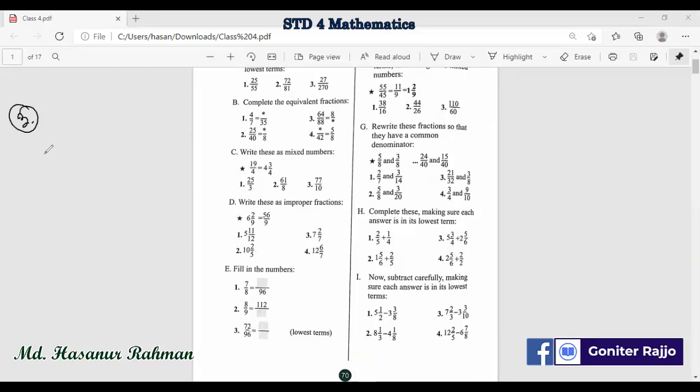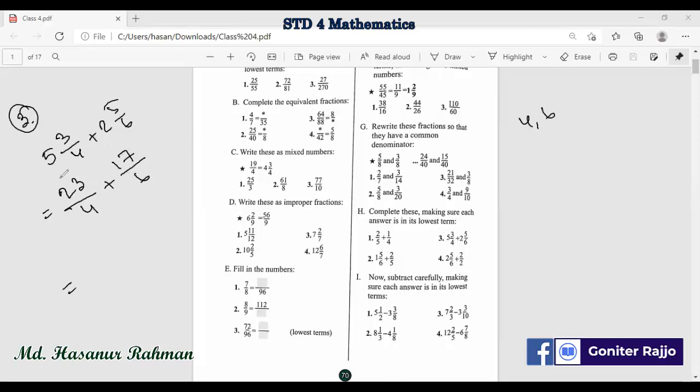Now number 3. Number 3 says 5 whole 3 by 4 plus 2 whole 5 by 6. So at first we have to convert these mixed numbers into improper fractions. 4 5s are 20 plus 3, that is 23, plus 6 2s are 12 plus 5, that is 17. Okay. Now we have to find out the common denominator of 4 and 6.